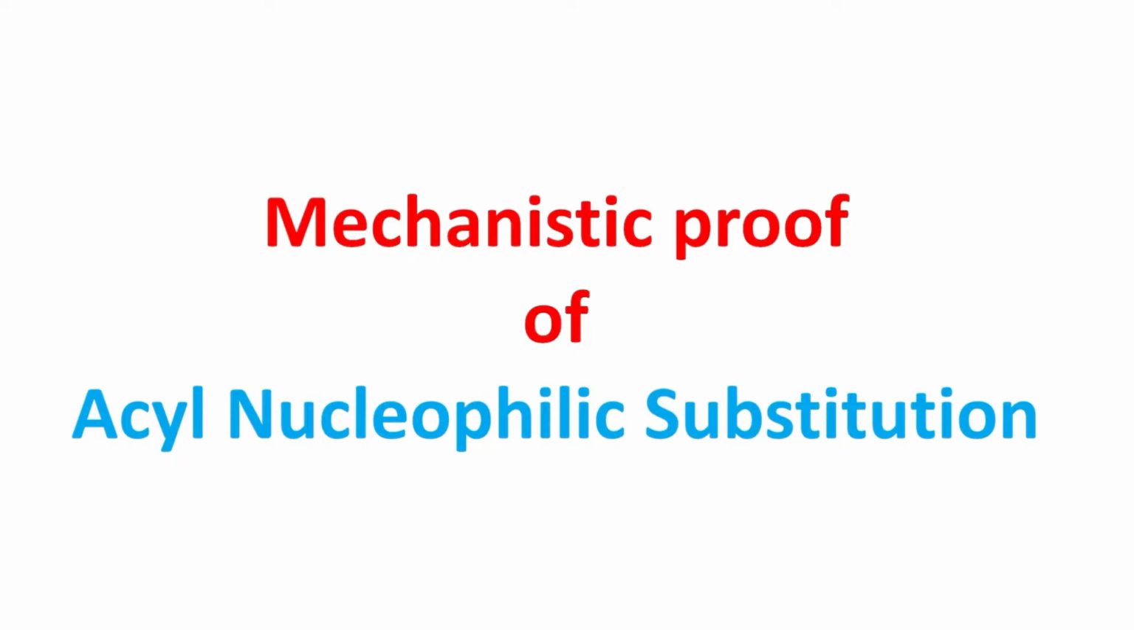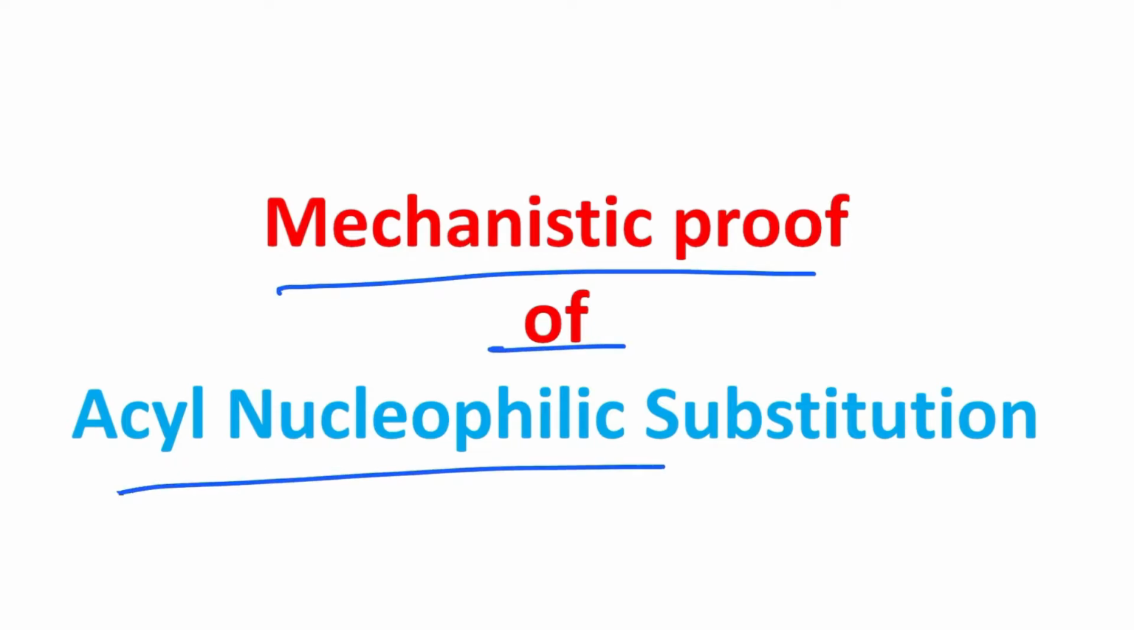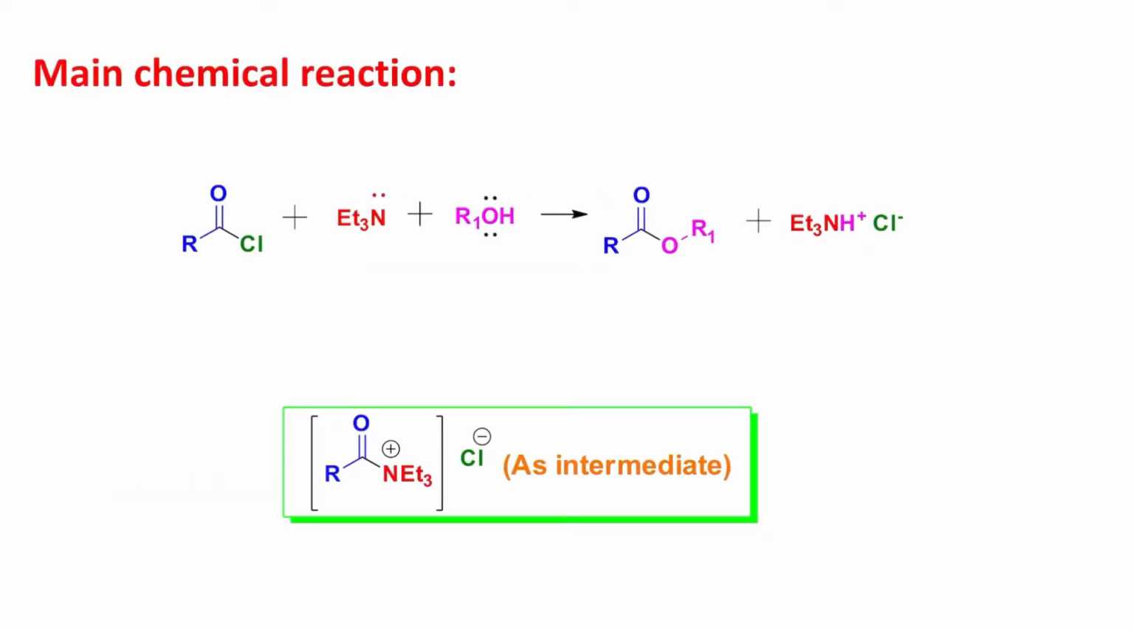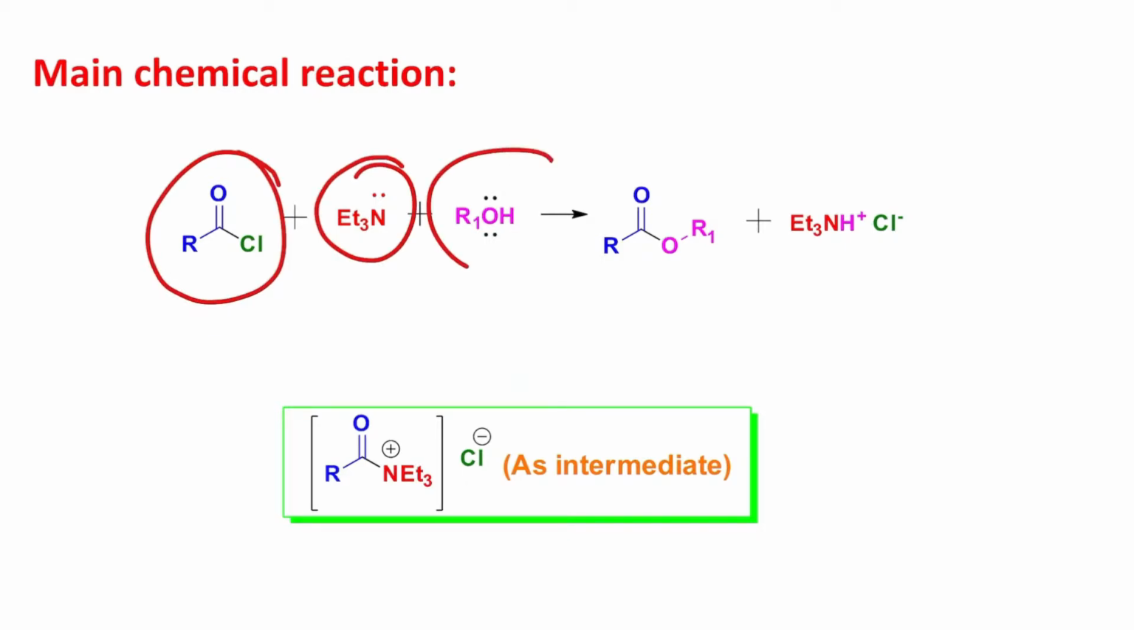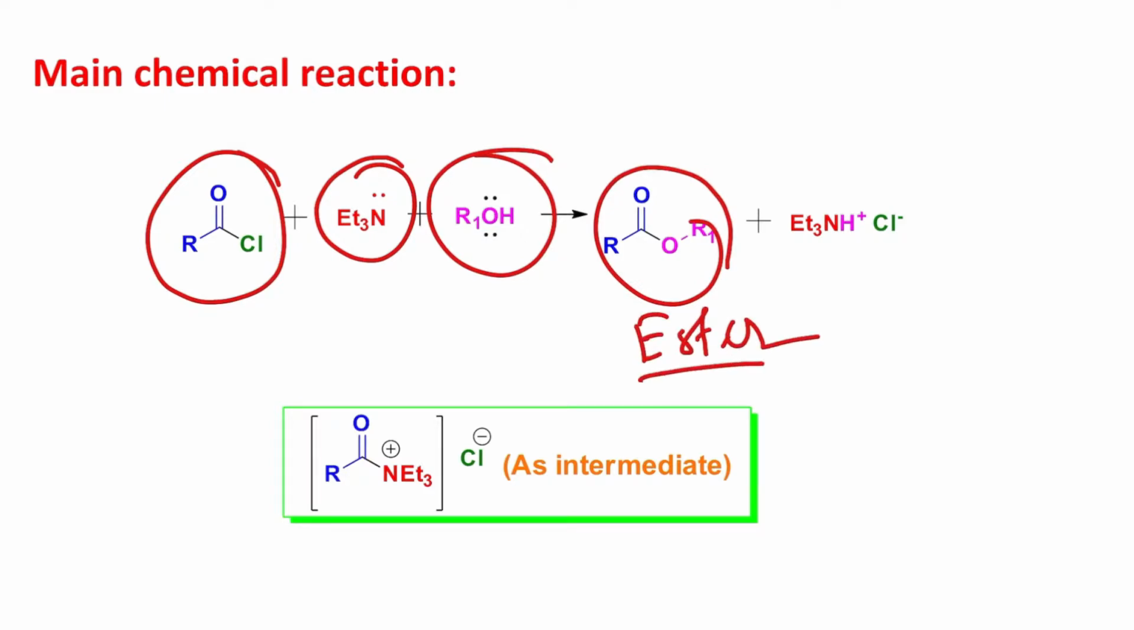So today we shall learn about the mechanistic proof of acyl nucleophilic substitution. I know you have many times written this: acyl chloride plus triethylamine plus alcohol produces this molecule, an ester. We say that these acid chlorides are very reactive because of the presence of this electronegative chlorine atom along with oxygen. That's why alcohol reacts and produces this ester.